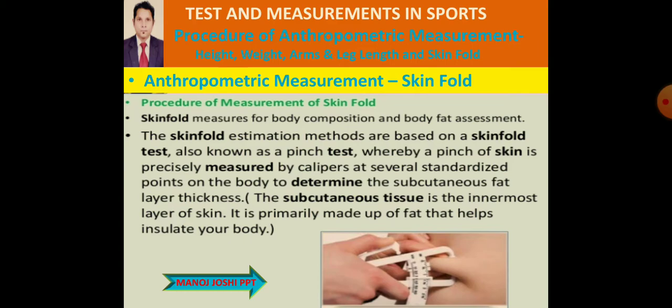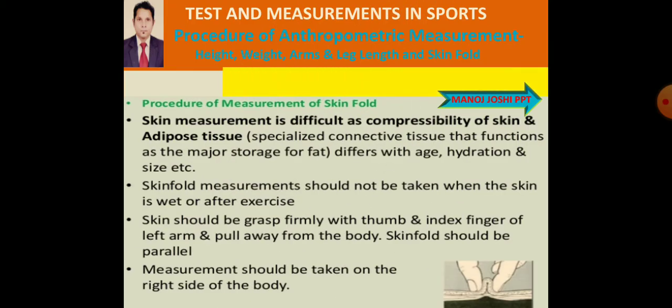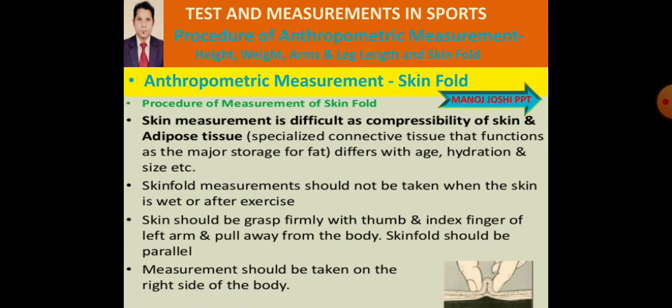The subcutaneous tissue is the innermost layer of skin. It is primarily made up of fat that helps insulate your body. So this way the skin fold measurement is checked by the skin fold caliper. The procedure we will see: anthropometric measurements of the skin fold, the procedure of measurement of skin fold.